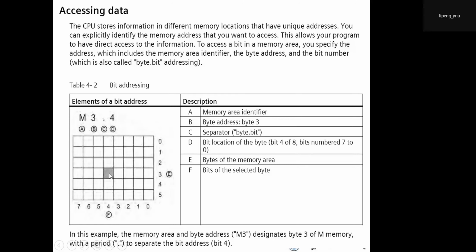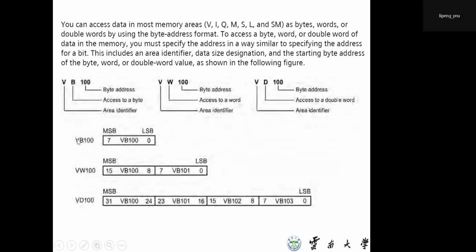So we can see AM 3.4 is this one. This is 3 bytes. The 3 bytes. Okay.